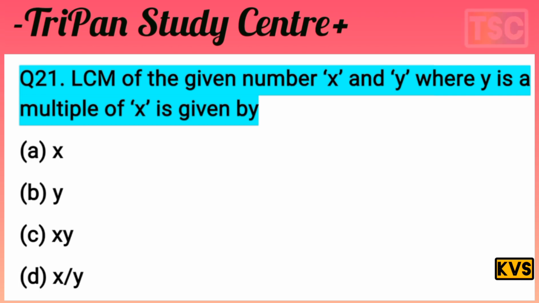Let's see what the answer is for this question. The LCM of the given numbers x and y, where y is a multiple of x, is given by: the answer is B, y. The LCM of x and its multiple y is given by y. Option B is correct. Let's see the next question here.